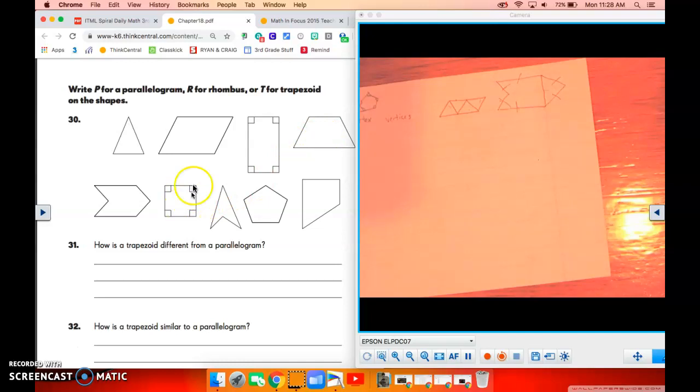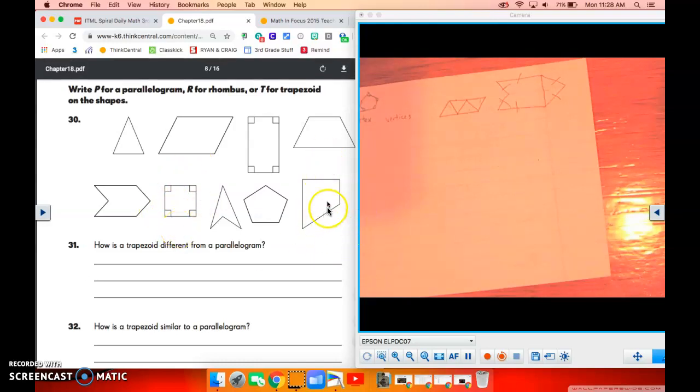Here we go. This is a parallelogram. Opposite sides are parallel, right? But it's also a rhombus. All 4 sides are the same length. That's really a couple different ones. And here, there we go. We've got a trapezoid on that one as well.